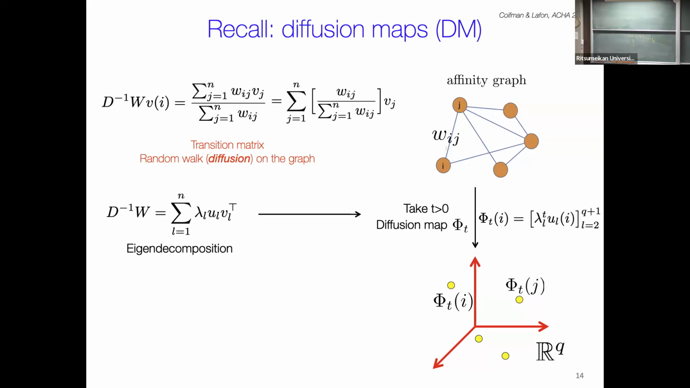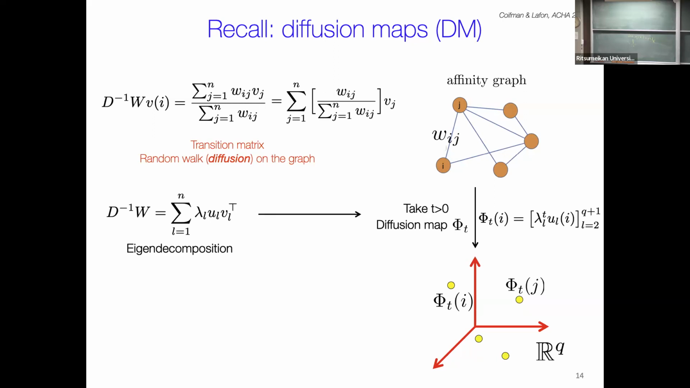And then you get new points in q-dimensional space. Sorry, what, T? T is the diffusion time. How fast you diffuse, how much time you diffuse. It's just the power of T. Power of T, okay. You get lambda and then just the power. Yes, exactly.